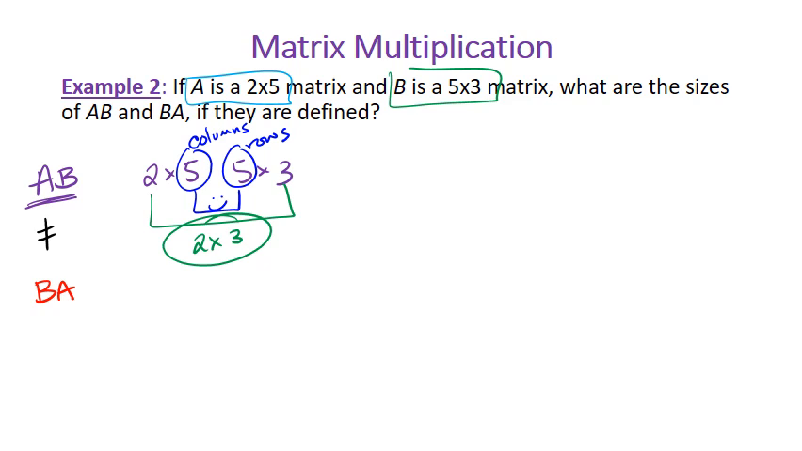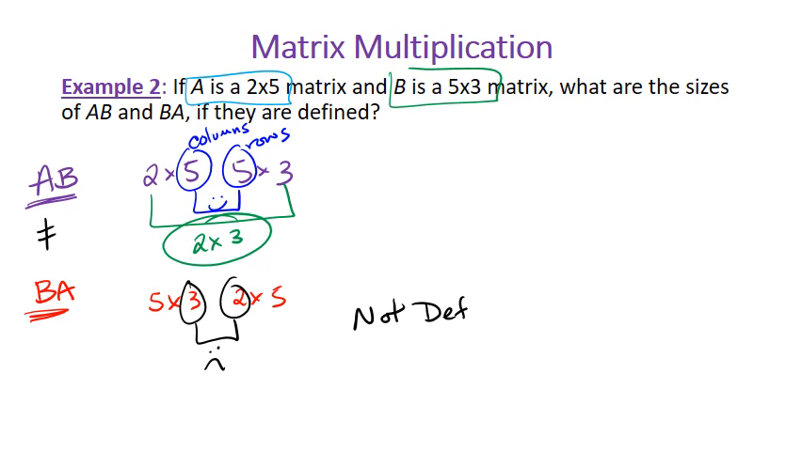Let's take a look at BA. So matrix B is a 5 by 3 matrix, and matrix A is a 2 by 5 matrix. Because these are not equal, we cannot multiply these two matrices, and this matrix is not defined.